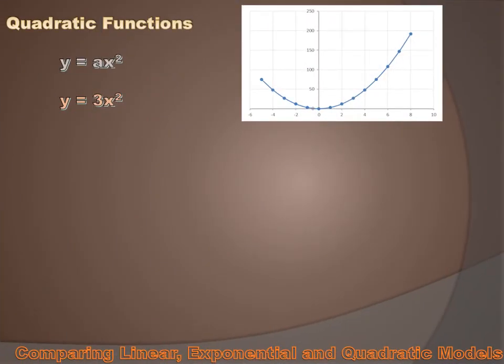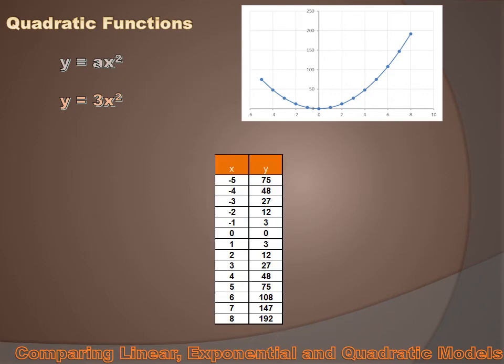Now let's go through the same exercise for a quadratic function. And we use this example, y equals 3x squared, which I've graphed here. You can see it's a parabola. It's a quadratic relationship. And this table represents the quadratic relationship. These points are the points that I've marked on the graph.